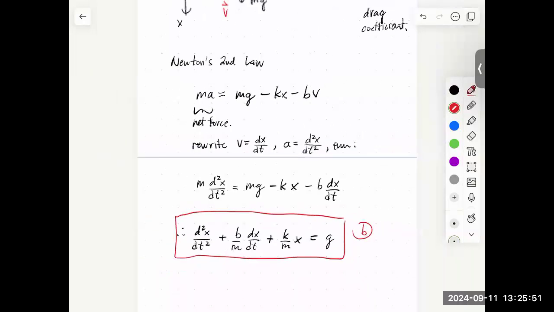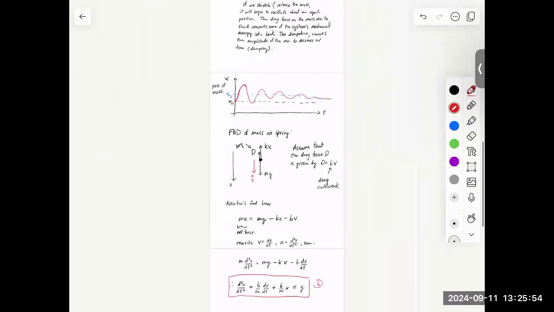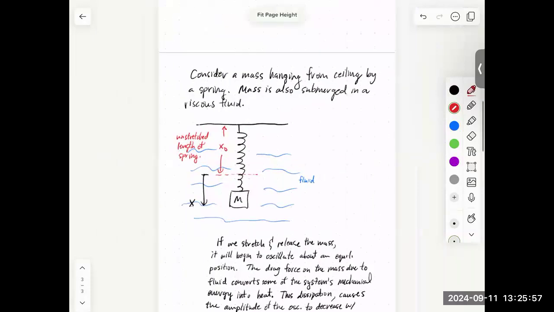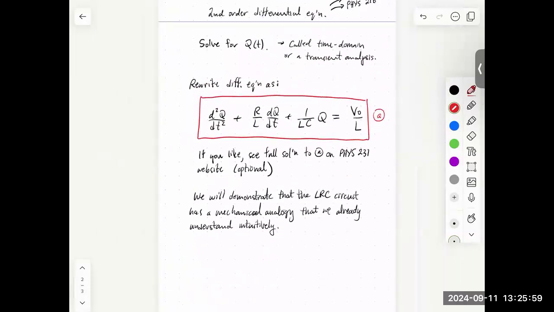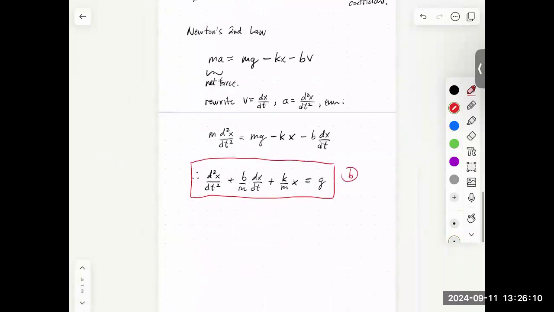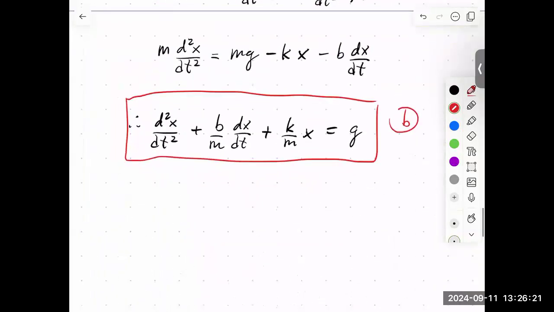And if we compare it to A, I don't know, can I get it all on there? No, it's not reasonable. In A, two derivatives of some quantity, a single derivative, no derivatives, and just some coefficients is equal to a constant. Here we have two derivatives of some quantity, a single derivative, and just x with some coefficients equal to a constant. So A and B, we have different symbols, but mathematically, these two differential equations are the same.